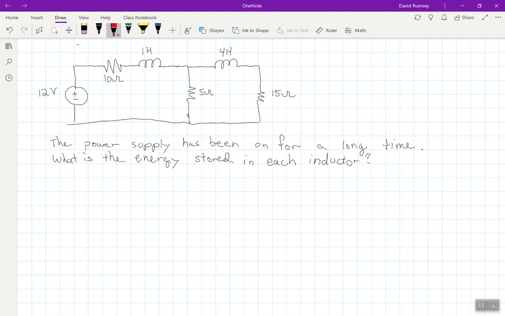Let's go ahead and just write down my equation for energy stored in an inductor. Energy stored in an inductor is 1/2 the inductance times the current squared. So we have the inductance, of course, for the two different inductors. We have a 1 Henry and a 4 Henry. So the only thing we really need is the current through each of those inductors. So we need current through each inductor.